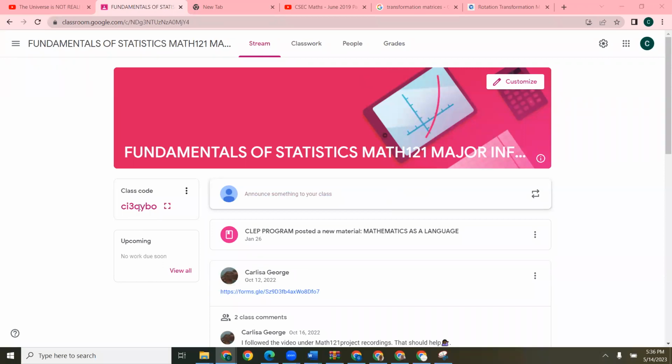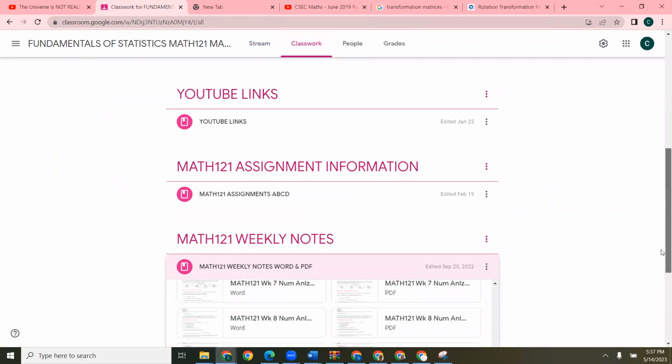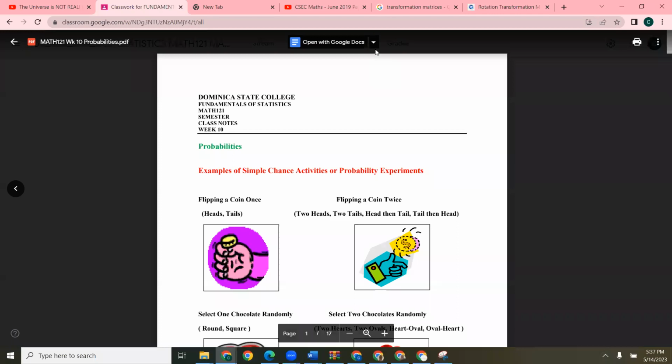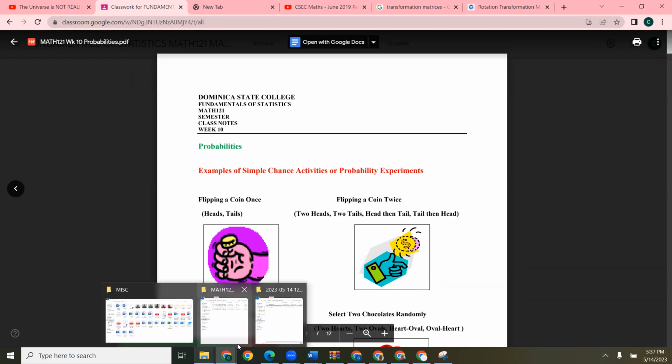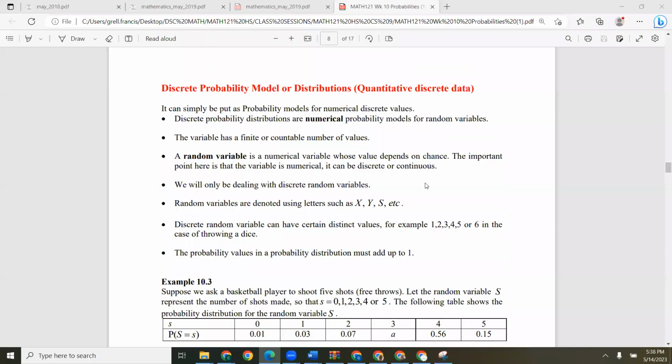So we go to CI3QIBO, we go to classwork, and we go to weekly notes, and we are looking for weekly notes number 10. This is the weekly note that deals with probabilities. So here it is. So we go in and look in there to look for a question on that topic, which is discrete probability distribution. So here's a subtopic, discrete probability model or distributions for quantitative discrete data. And here's an example 10.3.